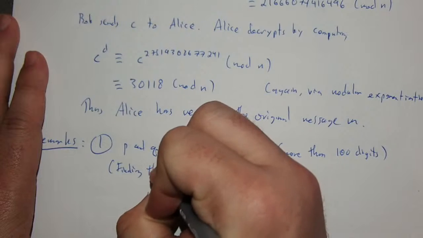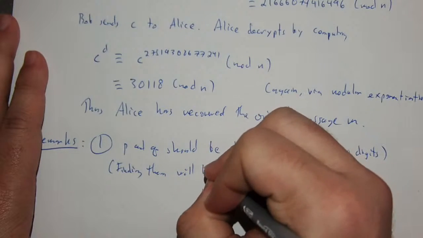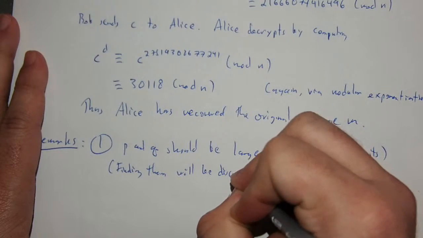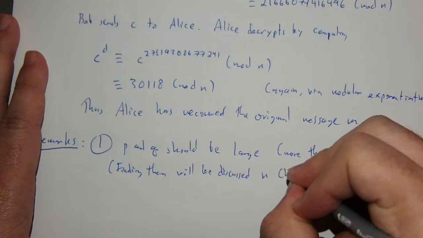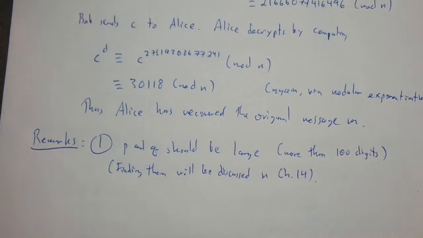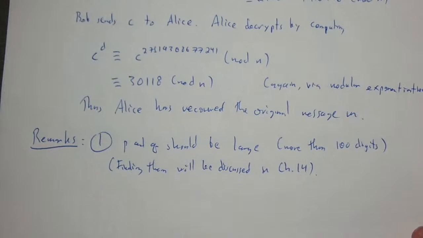Finding them will be discussed later in chapter 14. I don't know how much time I'm going to devote to some discussion of things in chapter 14, so I might just briefly touch on it. But if you're interested in how you would actually find these, your internet's broken, you've got to find it on your own, then chapter 14 is where this happens.